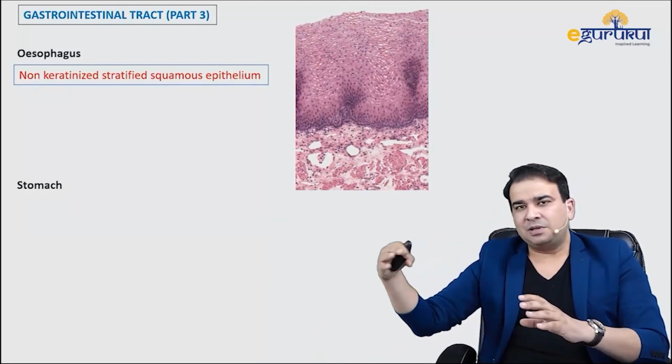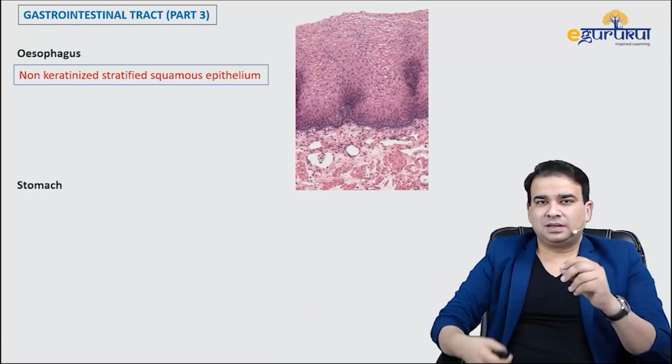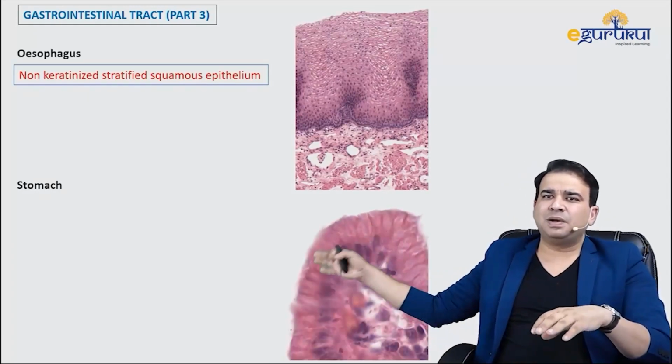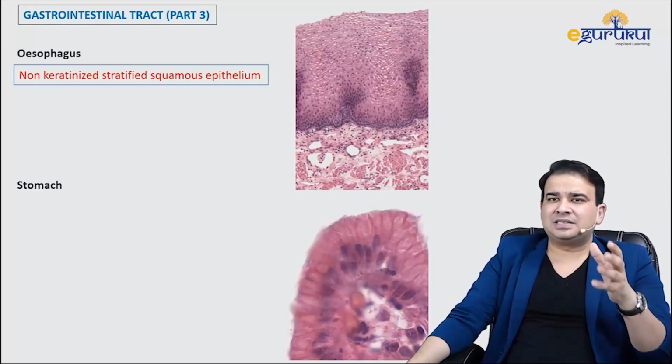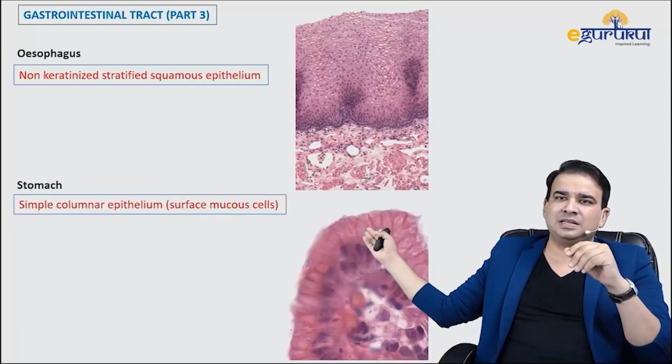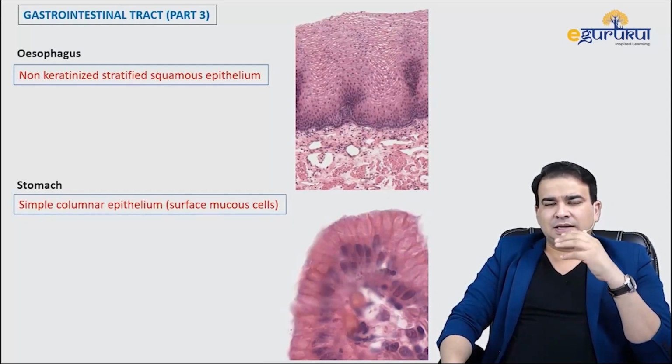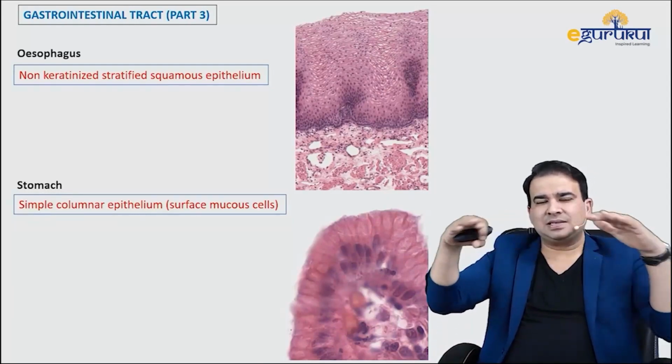So that's how the lining epithelium will keep on changing based on the requirement. In the stomach, the lining epithelium is a simple columnar epithelium. These are secretory cells, the simple columnar. You can see the basal oval nuclei there, and the type of mucus they secrete which lines the surface inside.